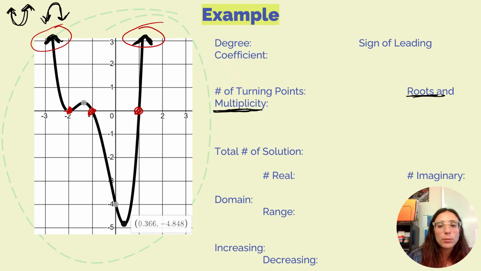So let's go through them. I'm going to start with 1. So we have x equals 1. We go through the x-axis at 1, so it's a multiplicity of 1.